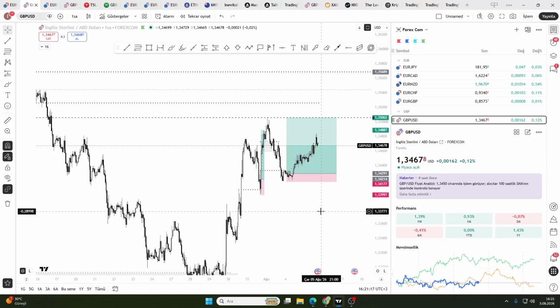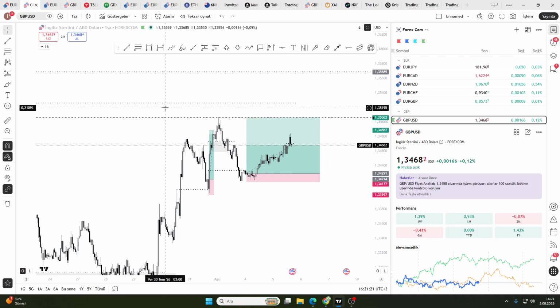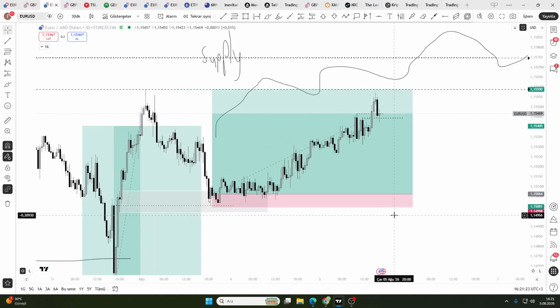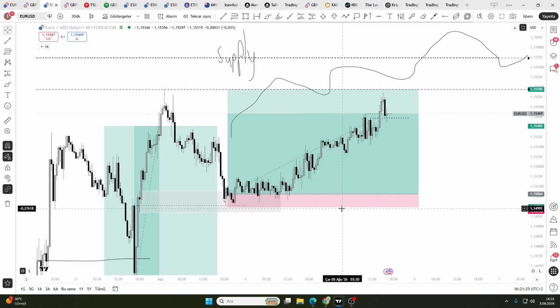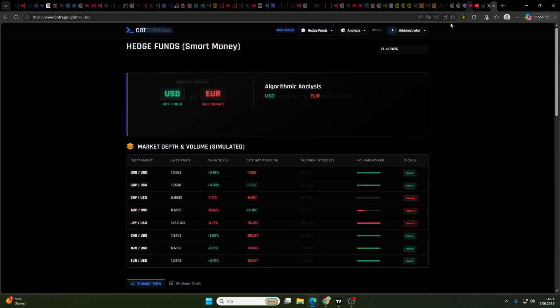Hello guys, today I'm gonna show you how we took these positions on both GBP dollar and Euro dollar. Firstly, we will look at fundamental data with codraport.com.